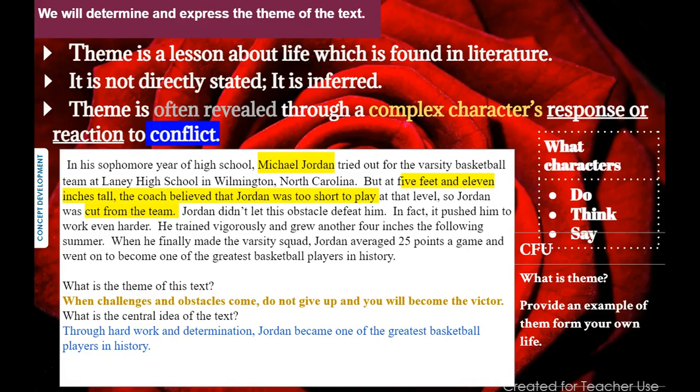All righty. So here's what we need to always think about. What did the character do, think, or say? What did Michael Jordan do? What did he think? What did he say? We can see that with his actions. What he did was he said, you know what, I'm going to train vigorously. That means I'm going to go, as you guys may say, go hard or go home. Okay? That's exactly what he did because he wanted to be the best. And if you watched any of his videos or heard his interviews, you know that that is how he trained when he was in the NBA as well.